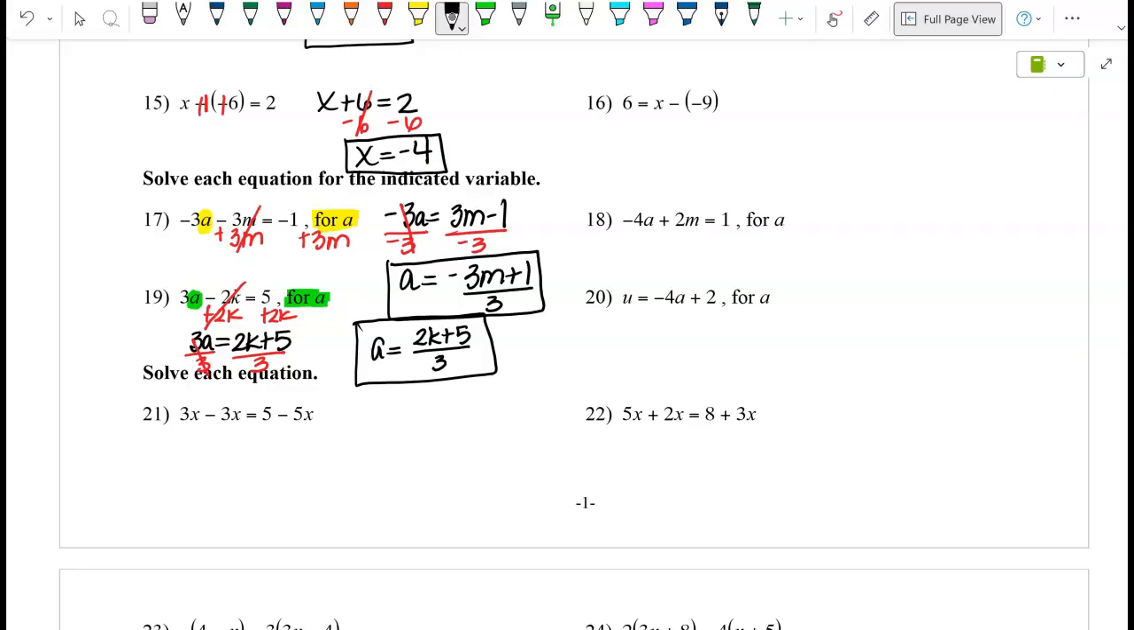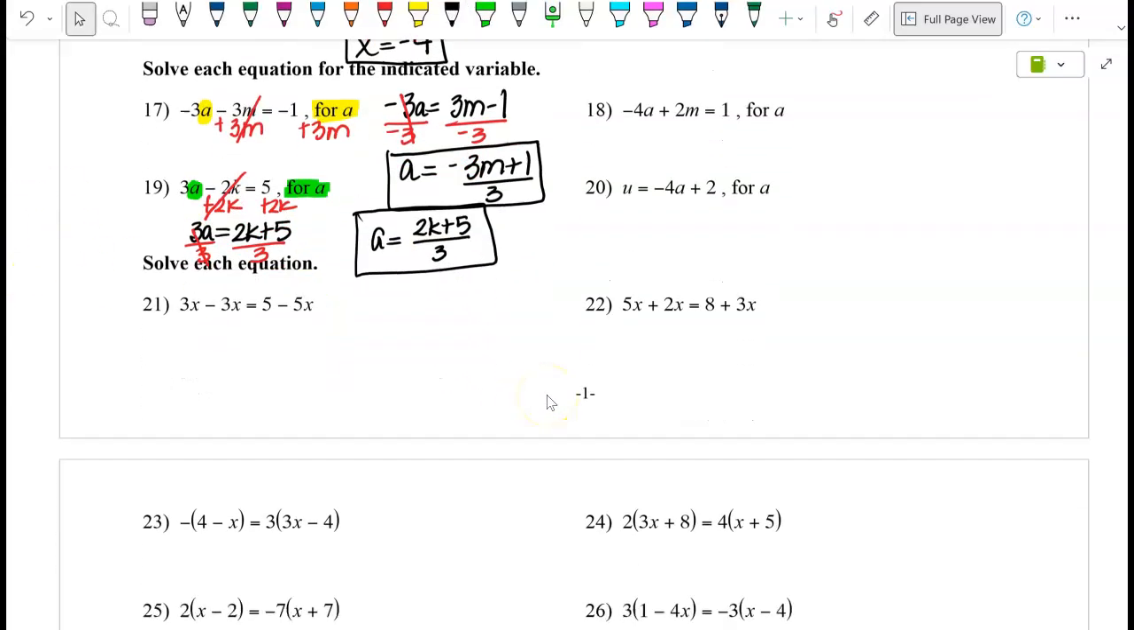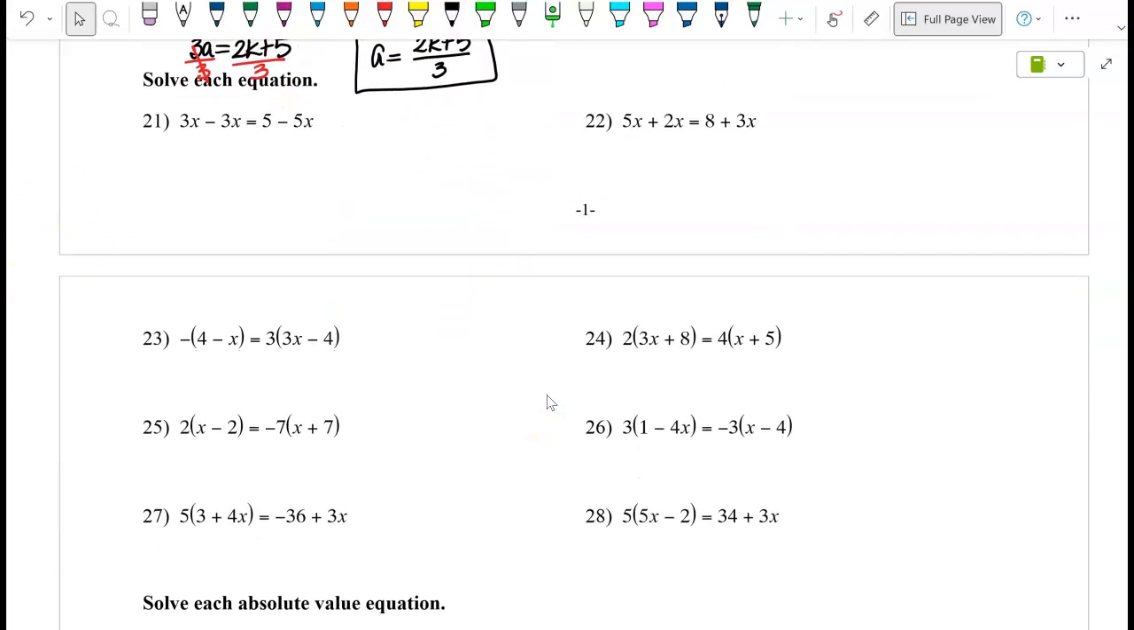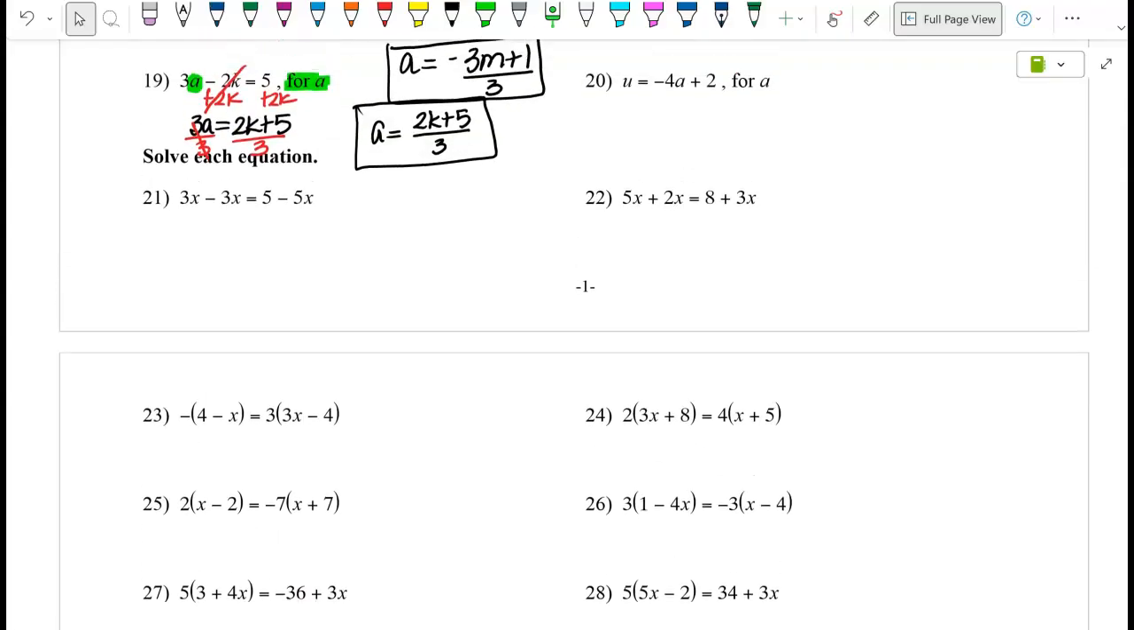All right, so we've done now some literal equations. We've done some 1 and 2 step equations. Now starting with number 21, you're getting into the variable on both sides. So I'm going to pause while you complete 21, 23, 25. On number 21, we have 3x minus 3x equals 5 minus 5x.